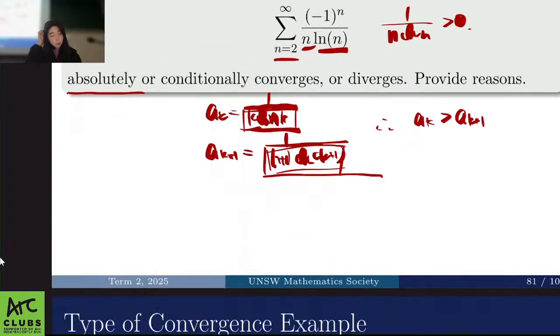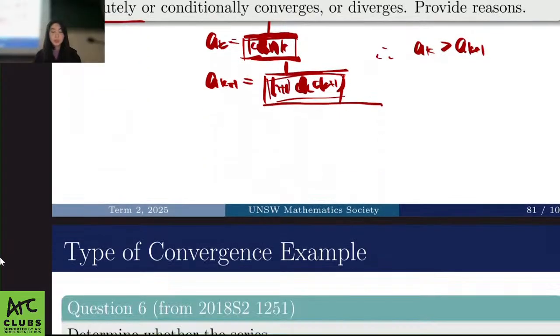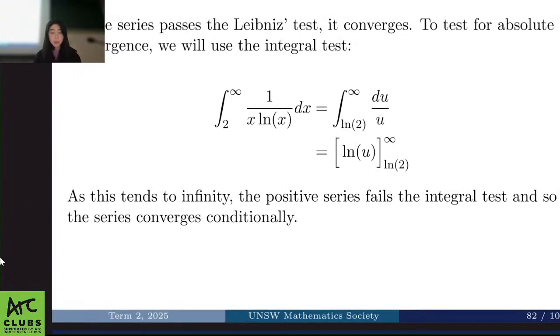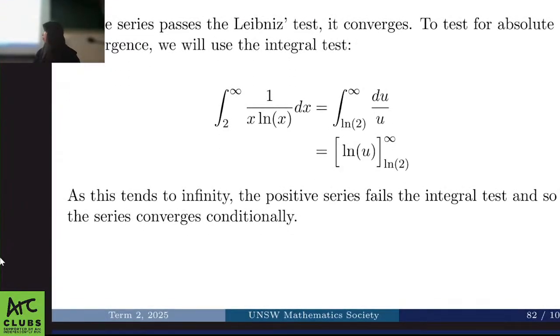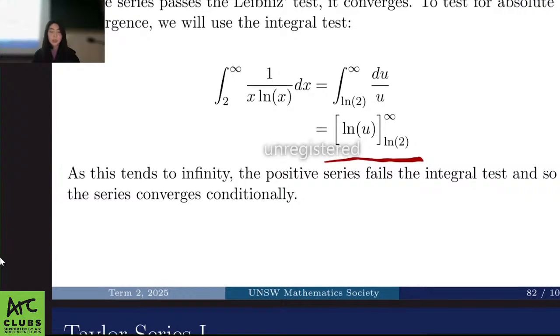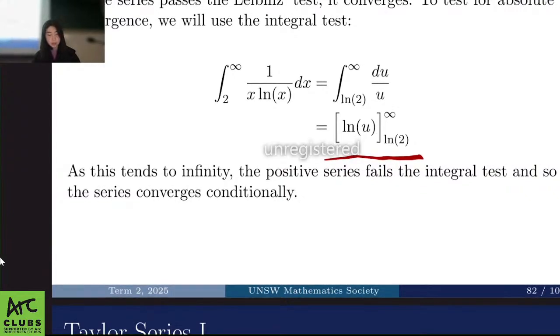We want to then determine if it absolutely or conditionally converges, which then you can just take the absolute value and use the integral test to determine whether it actually absolutely converges. And as you can see, because the integral is going to diverge, it is going to converge conditionally because it doesn't converge absolutely.